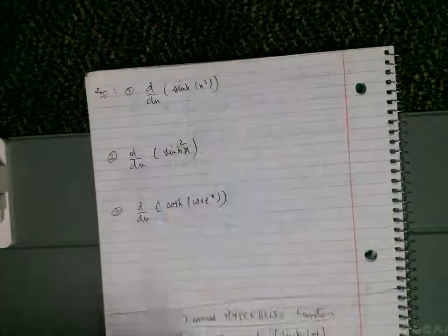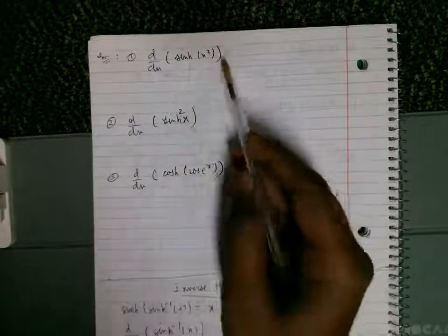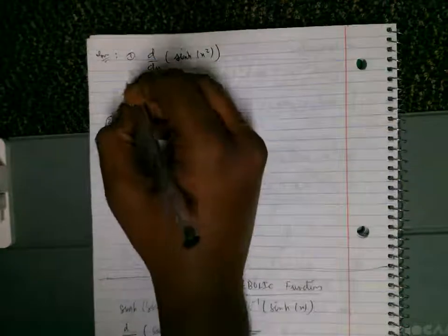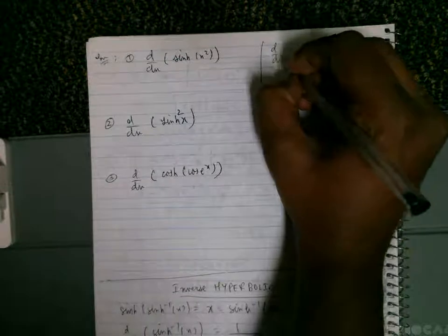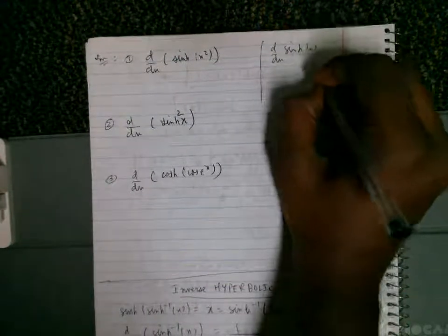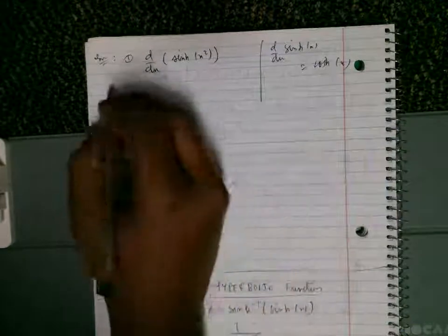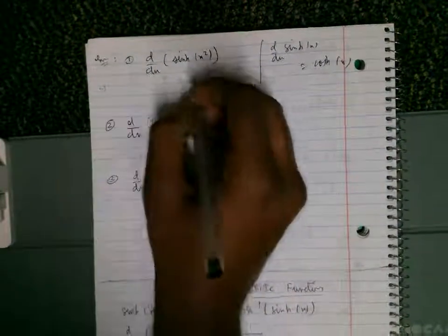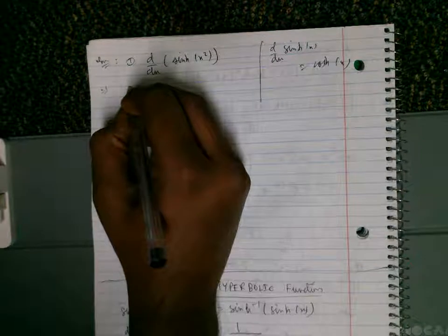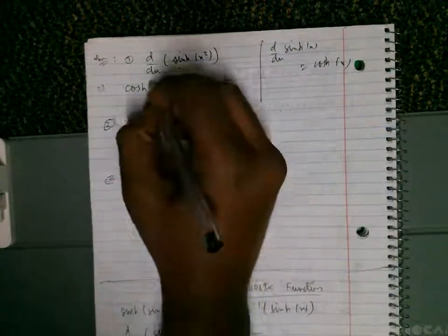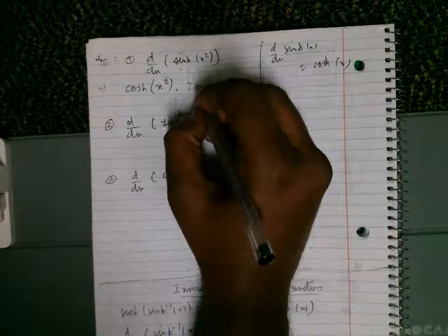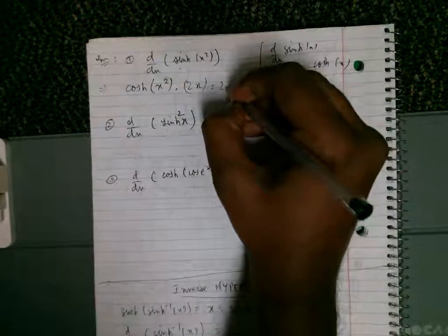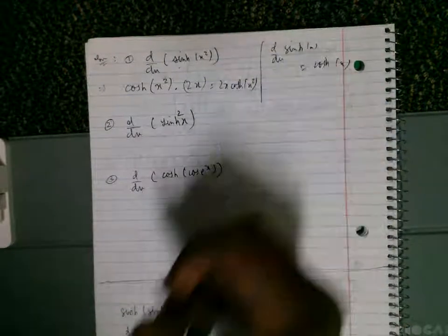Now let's look at some examples. Suppose you are asked to find the derivative of sinh of x squared. Then you can simply use the chain rule here. We remember that the derivative of sinh x is cosh x. So this will be equal to cosh of x squared times the derivative of x squared, which is 2x. So the answer is 2x cosh of x squared.